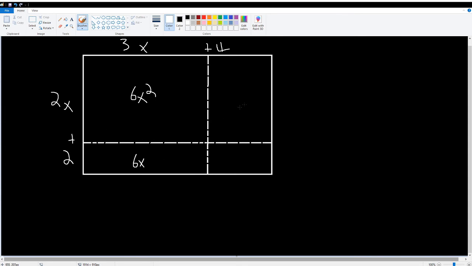And then for this box right here, right, we have 2x times 4, right, which is 8x. And for this last one, right, we have 4 times 2, which is 8, right? So the area of this entire box, right, is 6x squared plus 6x plus 8x is 14x plus 8, okay? But for each of the regions that's partitioned within this rectangle, these are the corresponding areas, okay?